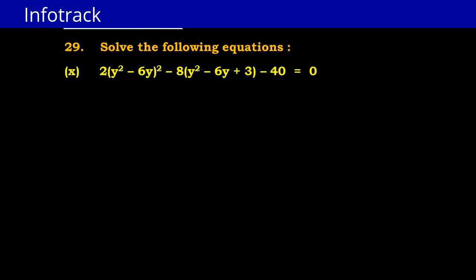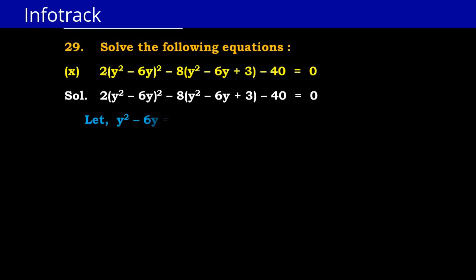See the next one. Question: 2 into y square minus 6y the whole square minus 8 into y square minus 6y plus 3 minus 40 is equal to 0. Now you see student, we have the same term y square minus 6y in this equation. So let's consider this y square minus 6y is equal to m. We get 2m square minus 8 into m plus 3 minus 40 is equal to 0.